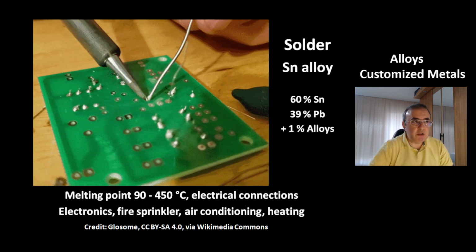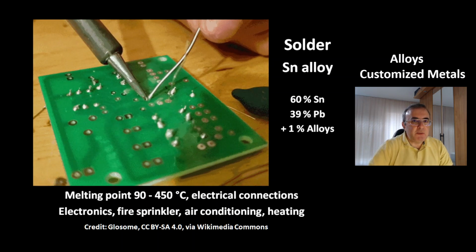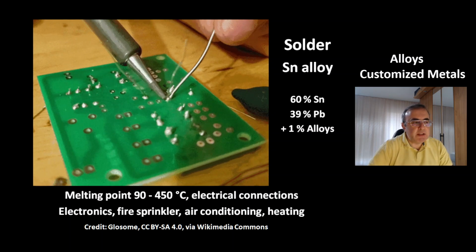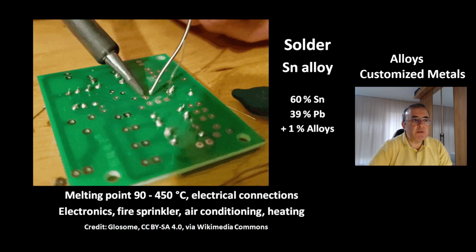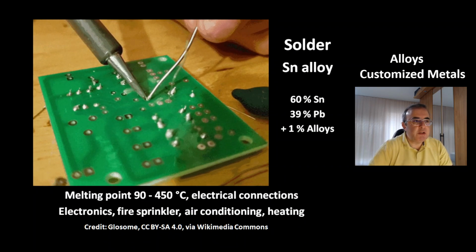Solder is an alloy of tin with lead and 1% other elements. Its melting point is between 90 and 450 degrees Celsius. The solder is used for electrical connections, for electronics, fire sprinklers, air conditioning, and heating.